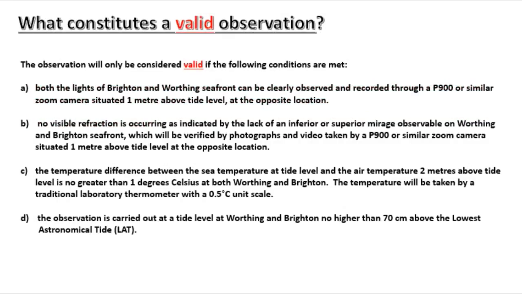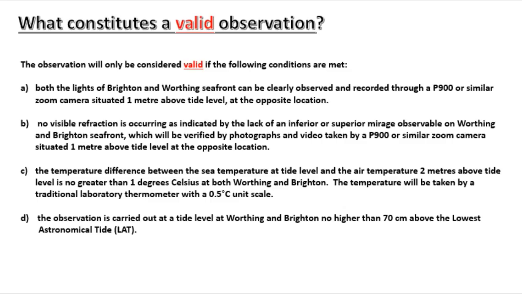So what constitutes a valid observation? The observation will only be considered valid if the following conditions are met. A. Both the lights of Brighton and Worthing seafronts can be clearly observed and recorded through a P900 or similar zoom camera situated 1 meter above tide level at the opposite location. B. No visible refraction is occurring as indicated by the lack of an inferior or superior mirage observable on Worthing and Brighton seafront, which will be verified by photographs and video taken by a P900 or similar zoom camera situated 1 meter above tide level at the opposite location.